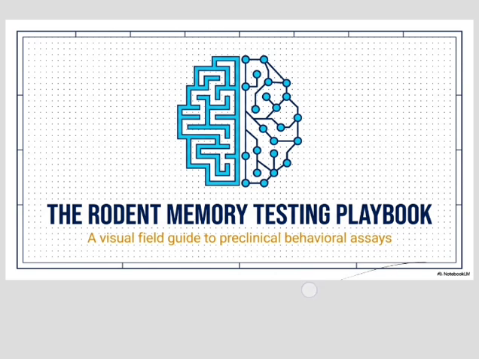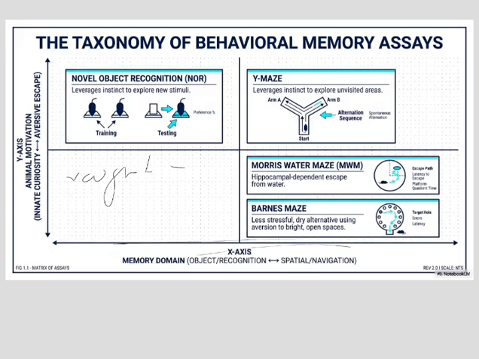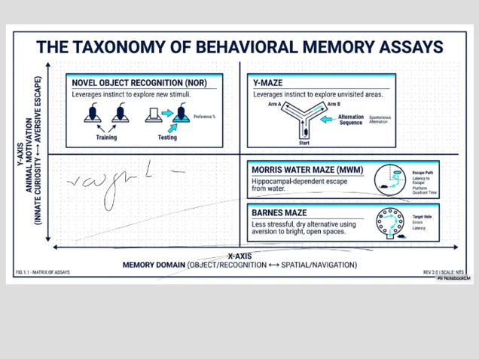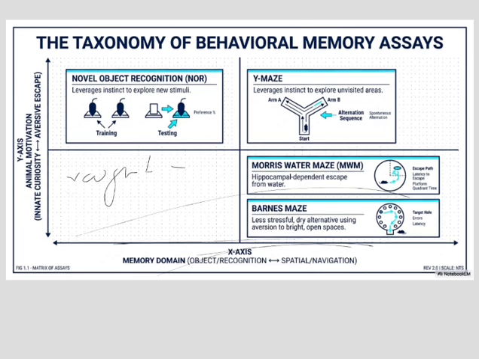Okay, so this slide shows the taxonomy of the behavioral memory assay. The rodent memory assays can be broadly classified according to the type of cognitive memory domain they assess. The first category is recognition memory, which evaluates the ability of a rodent to discriminate between familiar and novel stimuli. The novel object recognition test is the classic example.